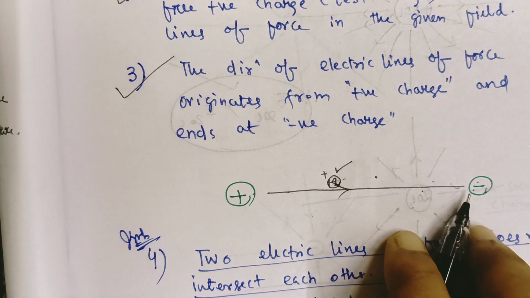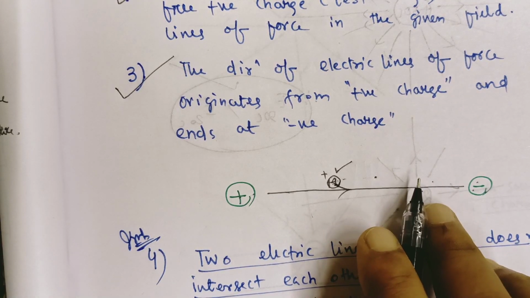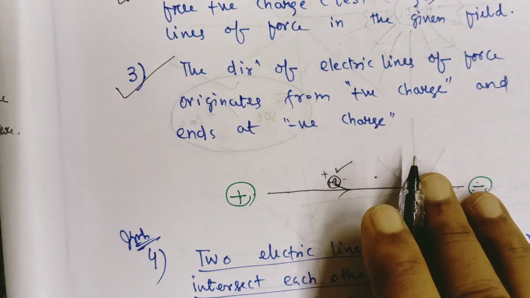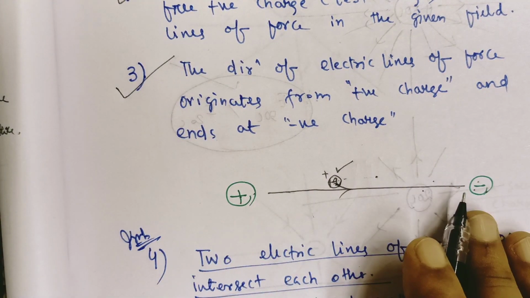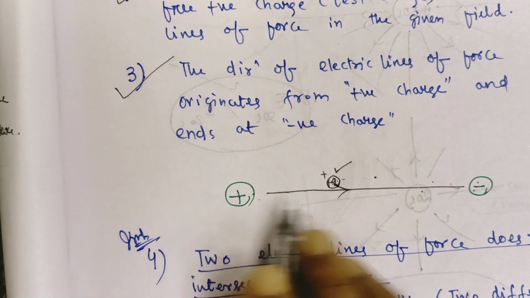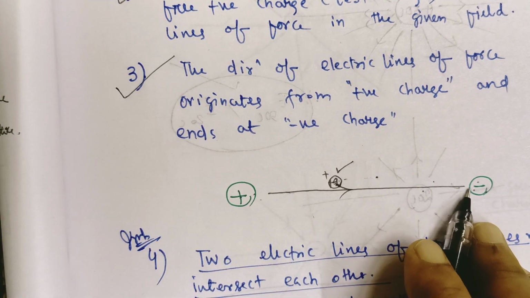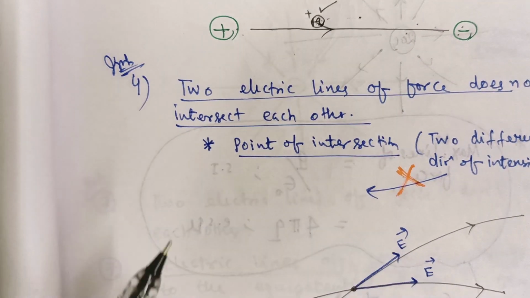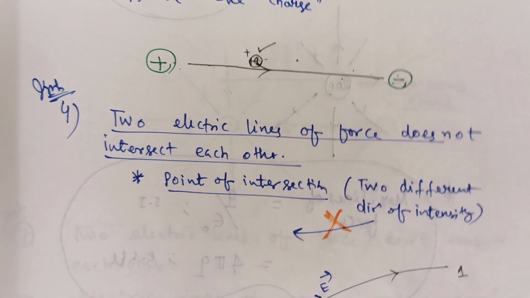But in later cases you will read about the induced electric field. In those cases something different we will discuss later. But in the general case the direction of electric lines of force usually starts from positive charge and ends at negative charge. That is an important characteristic. Sometimes this question also comes in exams.